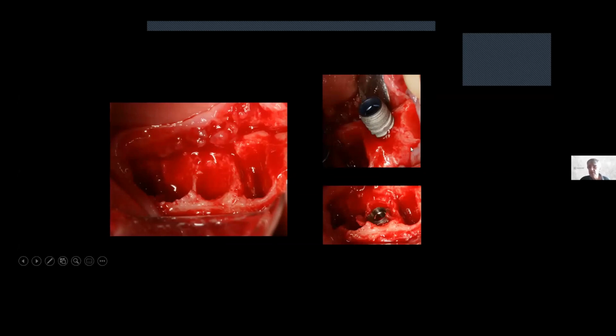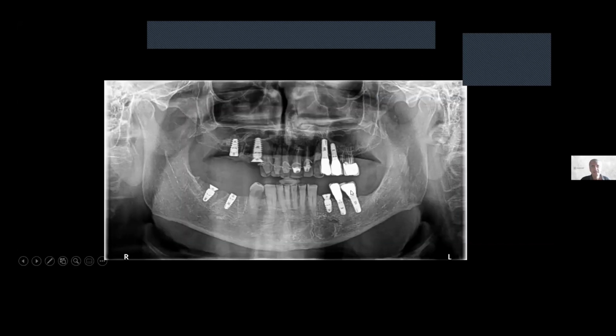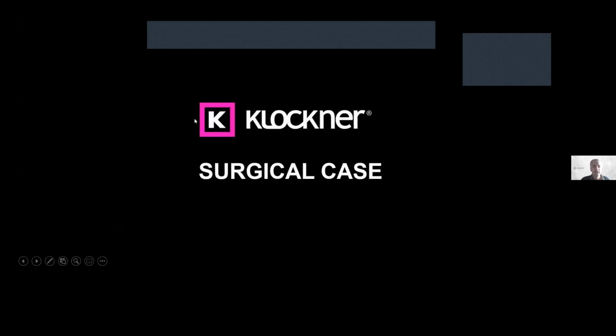This is another post-extraction site, okay? But in this case, we decided to put it in healed bone on one side and non-healed bone on the other side. So you can see here the images, the post-extraction sites, okay? And the primary stability was measured with the Osstell ISQ, the Penguin ISQ.